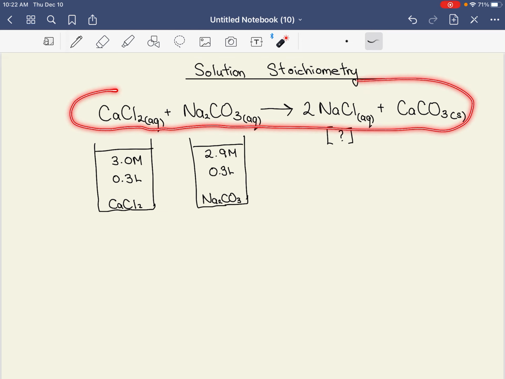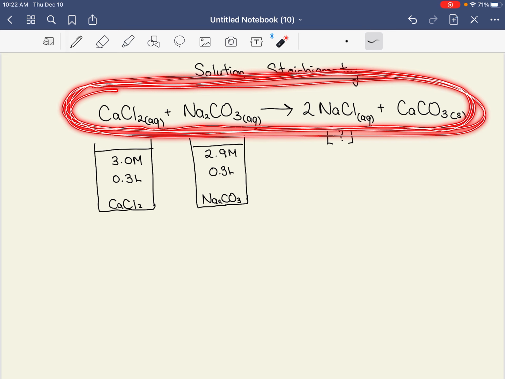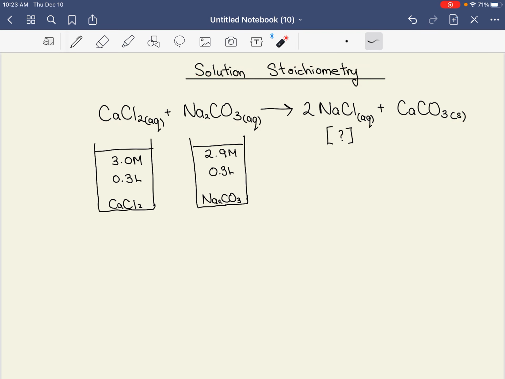The last time you looked at stoichiometry, you were given this equation. You even did an experiment dealing with this equation. You even have a lab report based on this equation. Yes, this was the chalk making lab. Remember you took calcium chloride, you dissolved it in water. Remember you took sodium carbonate and you dissolved that in water, and then you mixed the two together. Do you remember doing that?